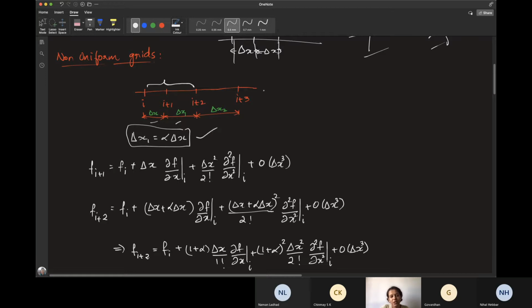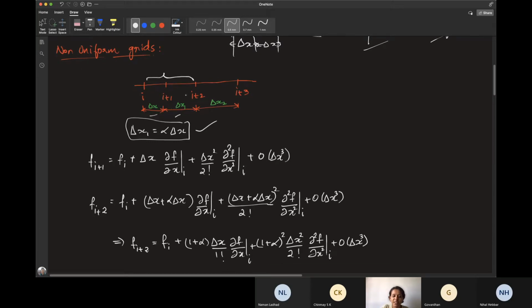Depending on how your grid points are located, you can have this kind of relation. So here I'm saying that delta x1 is alpha times delta x. Alpha may be big or small; that is, it may be greater than 1 or less than 1. If it's greater than 1, then delta x1 is going to be bigger than delta x. And if it's less than 1, then delta x1 will be smaller than delta x. So now let's approximate f i plus 1 and f i plus 2.